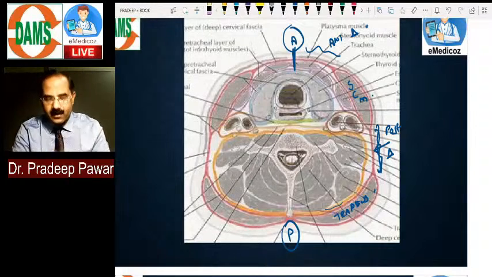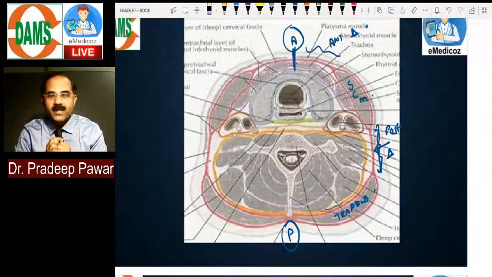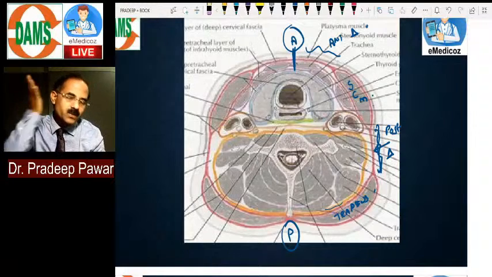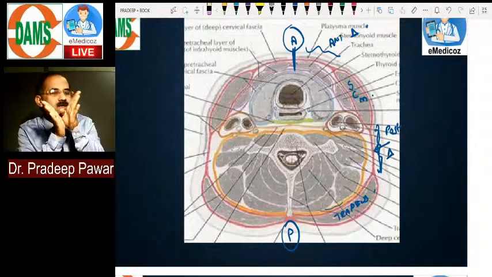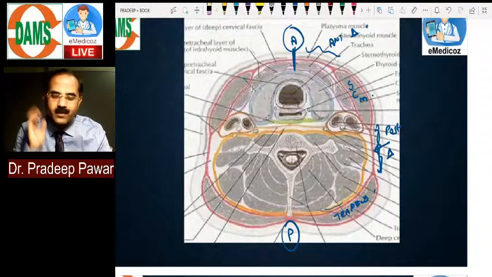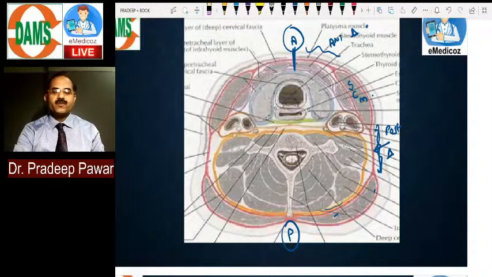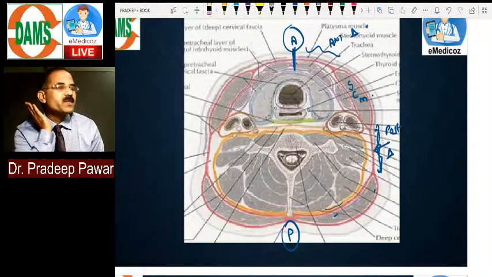Now this investing layer starts from the spines of the cervical vertebrae, comes laterally, and gets this muscle. What's that? Trapezius. It splits and encloses the trapezius. Look how nice. It encloses the trapezius here, then joins at the anterior border of the trapezius, and it is now going anterior.